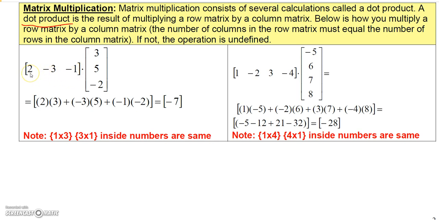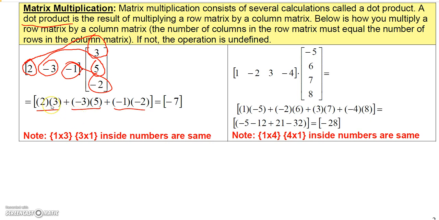Now, the first thing we have to do here is, let's say I want to multiply this row matrix 2, negative 3, negative 1 by the column matrix 3, 5, negative 2. All I do is take the first element in the row and multiply it by the first element in the column. In other words, I do 2 times 3. Then I take the second element in the row and multiply it by the second element in the column, so that would be negative 3 times 5. And then I take the third element in the row and multiply it by the third element in the column, so that would be negative 1 times negative 2.